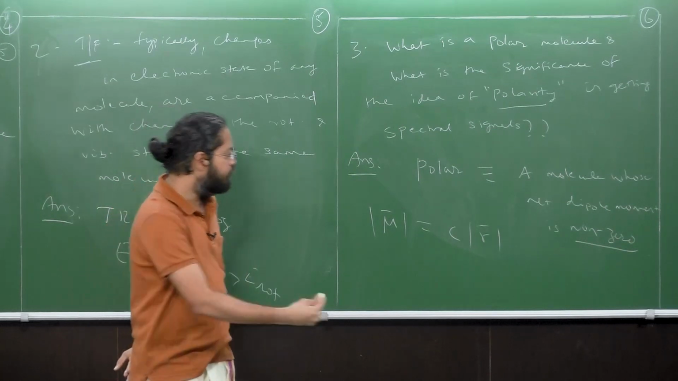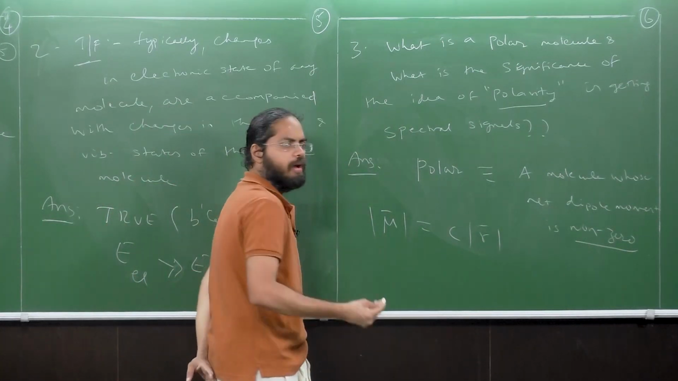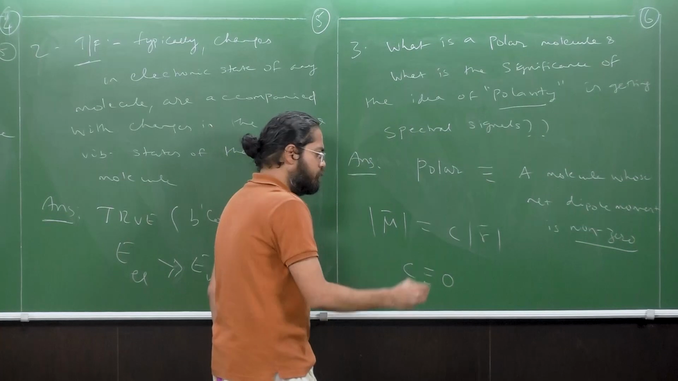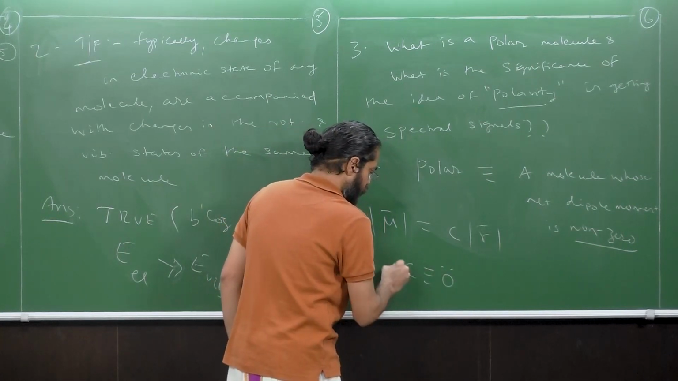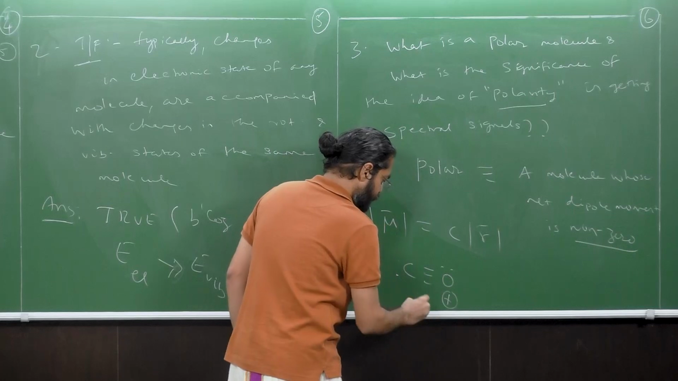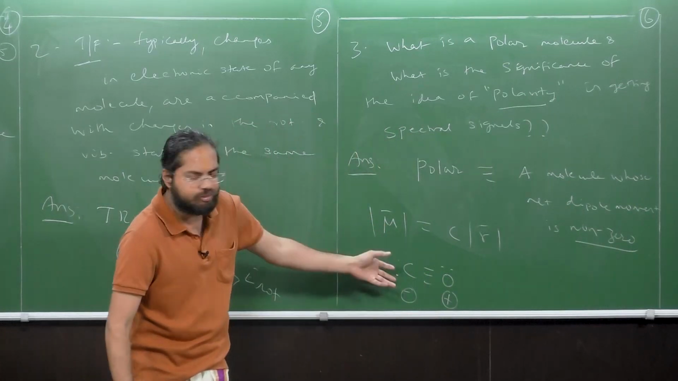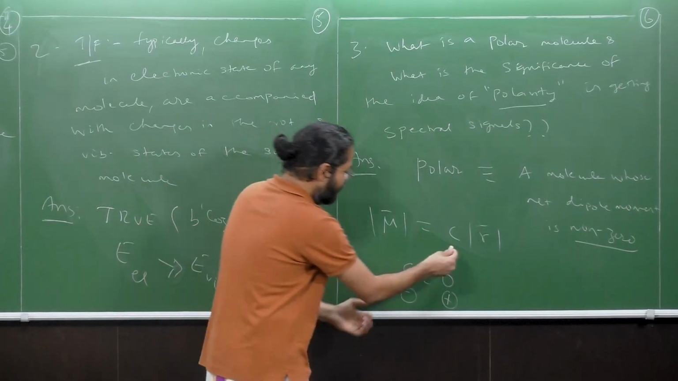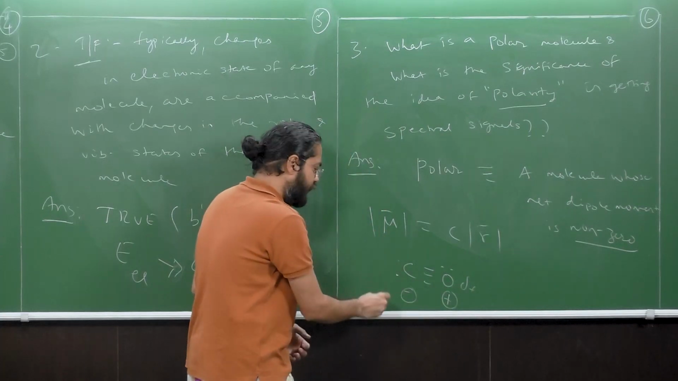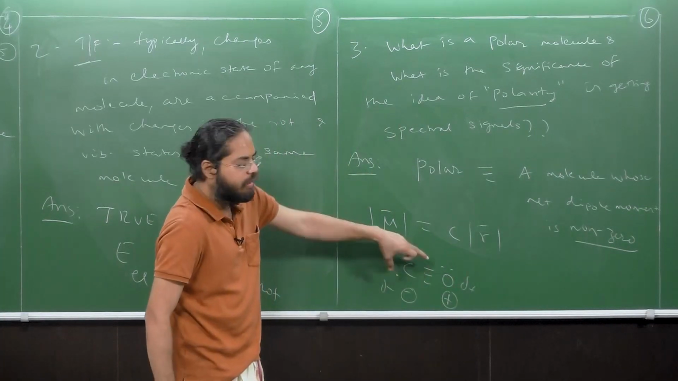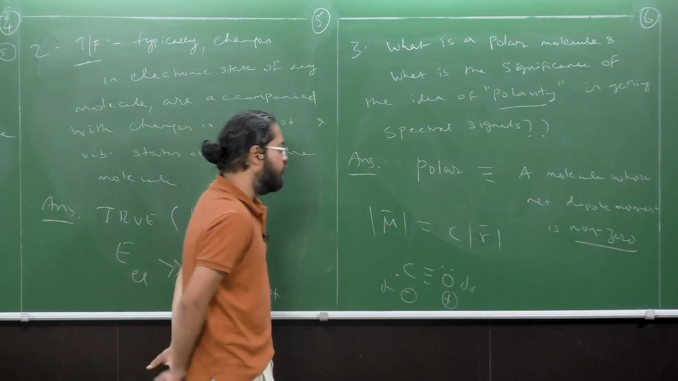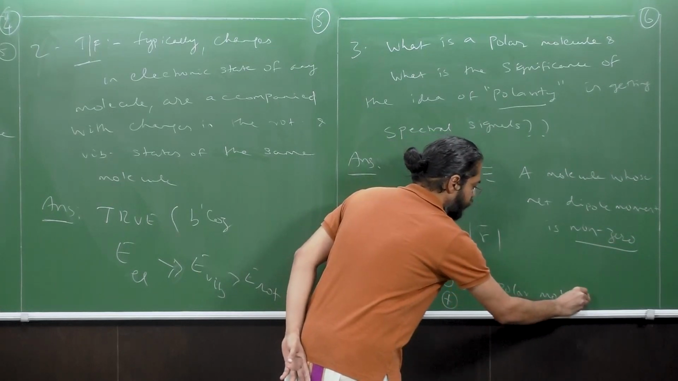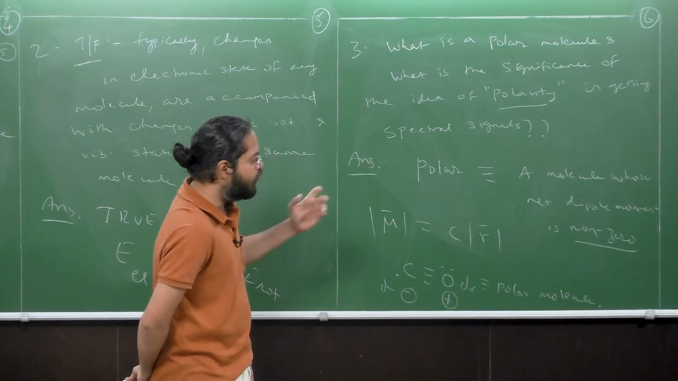For example, consider a molecule such as carbon monoxide, CO. If you consider this resonance structure of carbon monoxide, you understand that there is a net delta plus charge here and a negative charge here. So this system will possess a net dipole moment. Therefore, this is an example of a polar molecule.